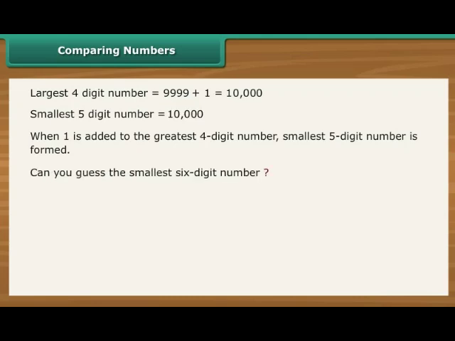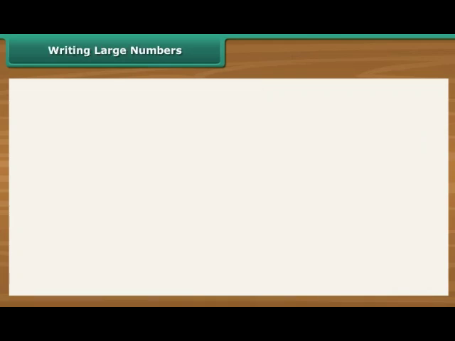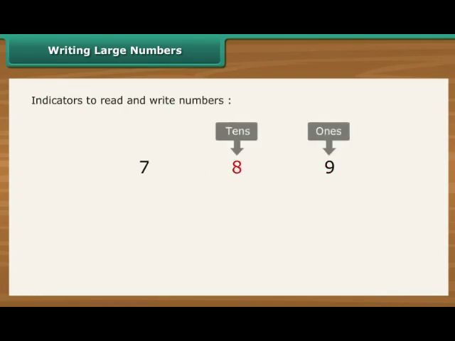Can you guess the smallest 6-digit number? Smallest 6-digit number is 1 lakh. Digits of a number can be shifted to form greater or smaller number. Let us see how. Writing large numbers. Sometimes the large numbers are so large that it becomes difficult to keep track of. Then it helps to use indicators to read and write large numbers.